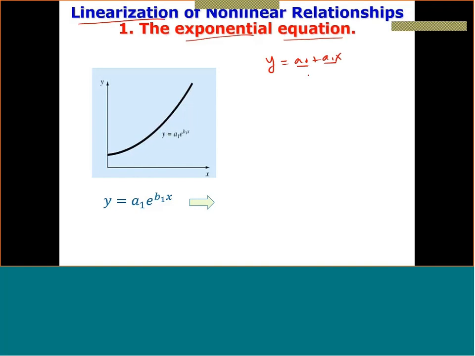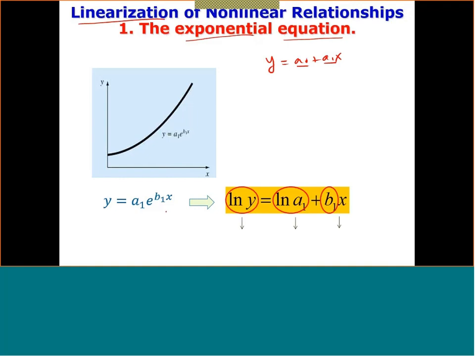So let's see this equation. If I take the ln of both sides, this component becomes ln of a1 plus ln of e to the power of b1 x, which is b1 x. So here I take the ln of the dependent variable and then the ln of the nonlinear function, and I can say that this ln y is what we call y star. And this ln a1 is my constant a0, and this b1 is my a1.